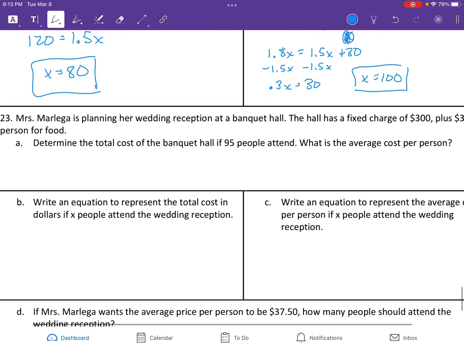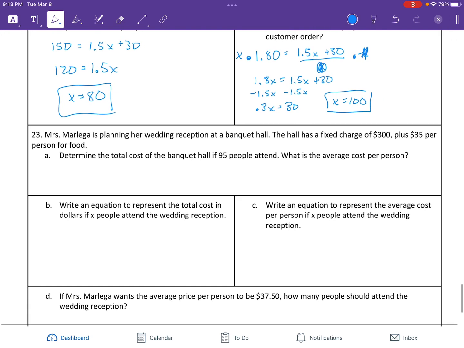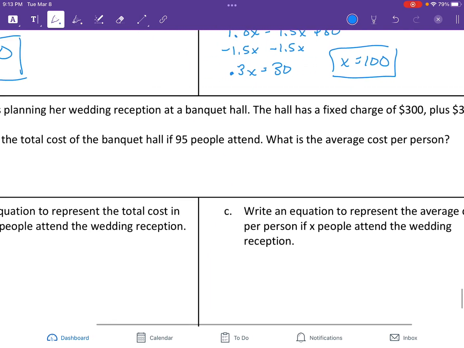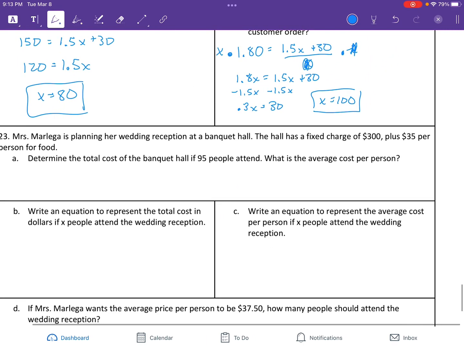All right, Miss Marlega is planning her wedding reception at a banquet hall. The hall has a fixed charge of $300 plus $35 per person. So we want to, again, determine the total cost and then the average cost if 95 people attend.